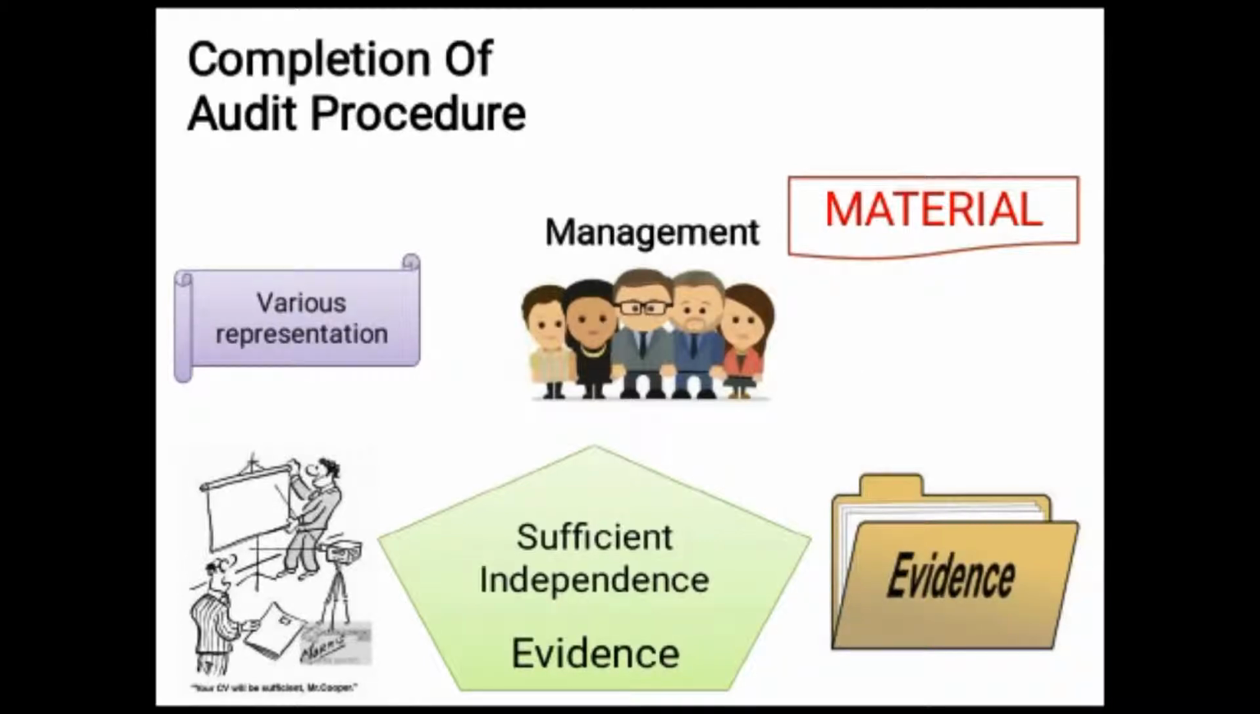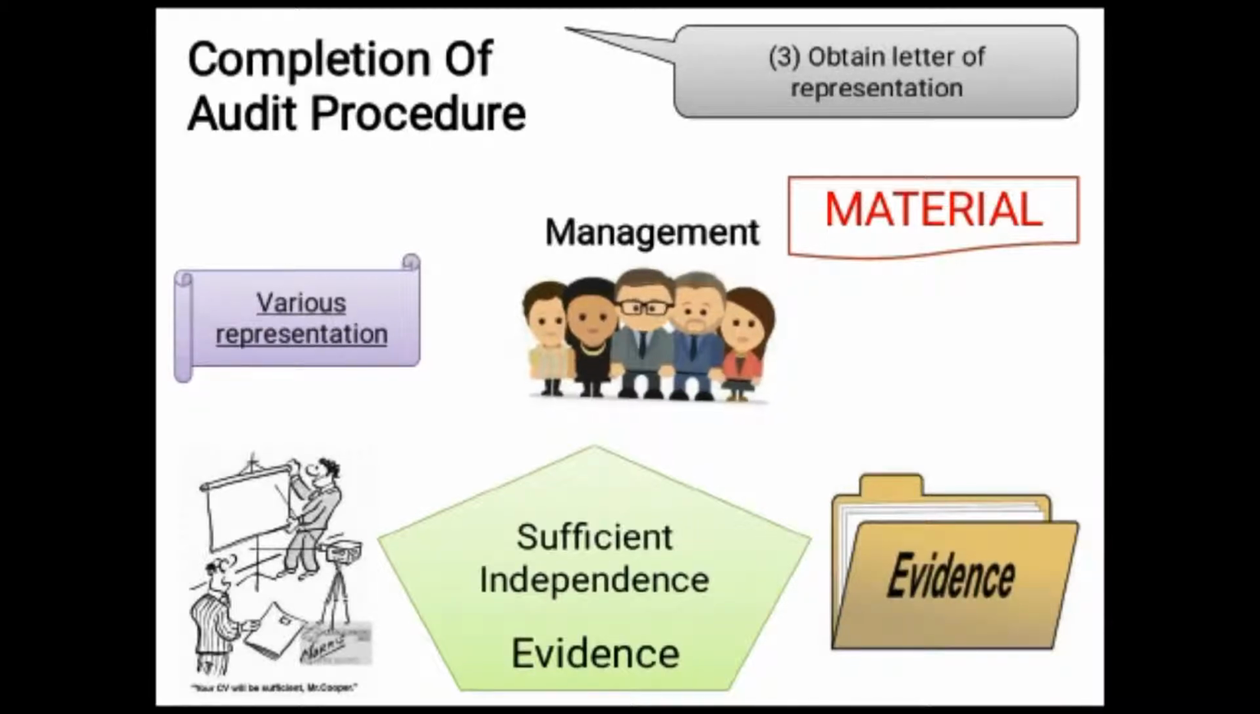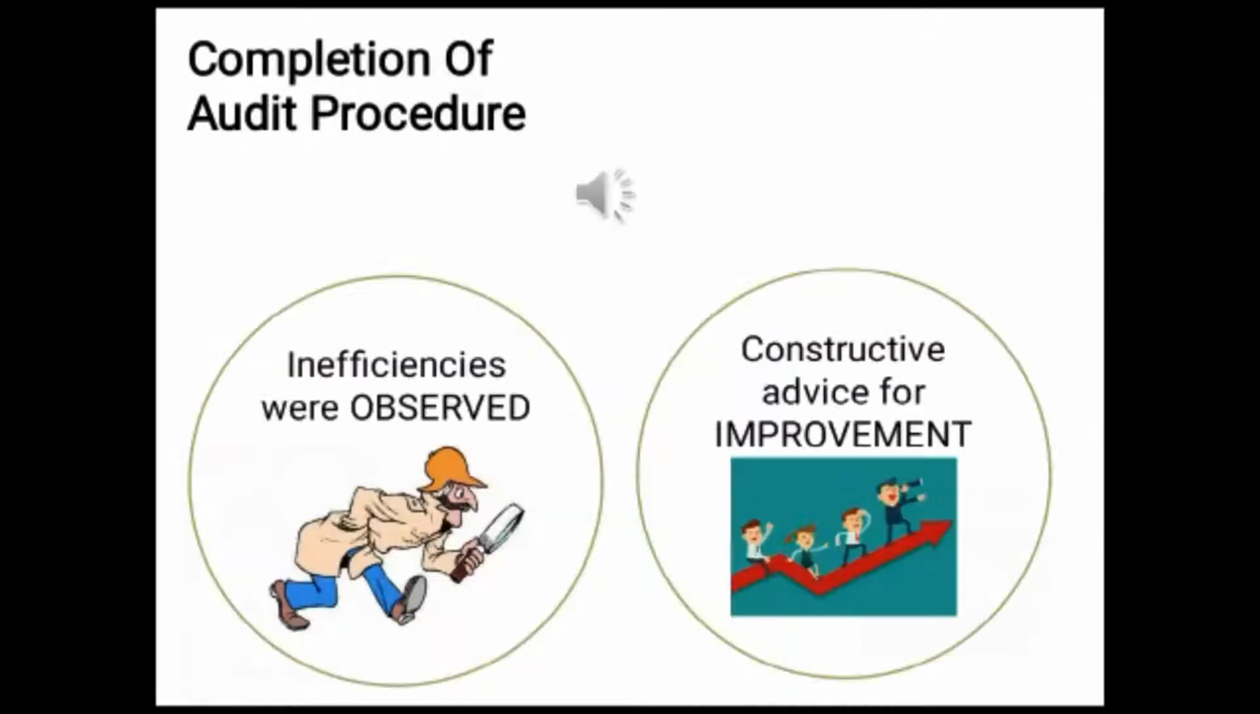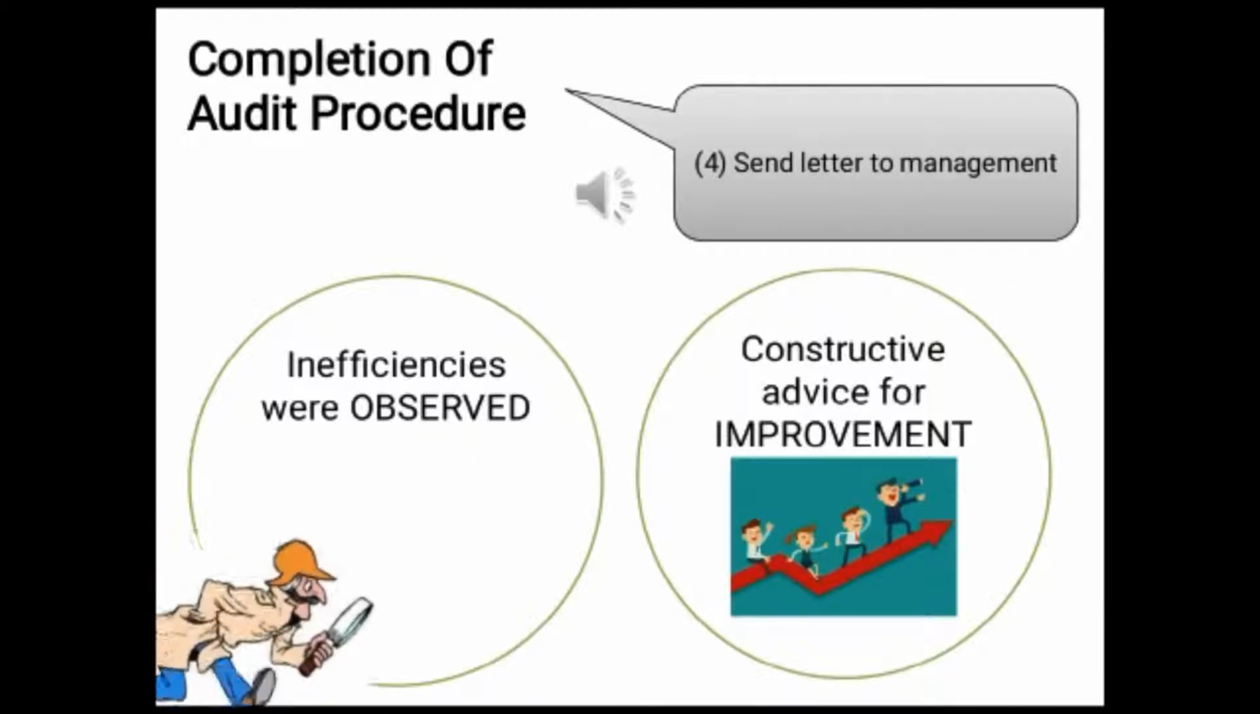Third is obtain letter of representation, which confirms the various representations made by management in the respective matters which are material, for which the auditor has not been able to obtain sufficient independent evidence. Fourth, send a letter to management, pointing out the areas where insufficiencies were observed, with suggested constructive advice for improvement in the financial statement.